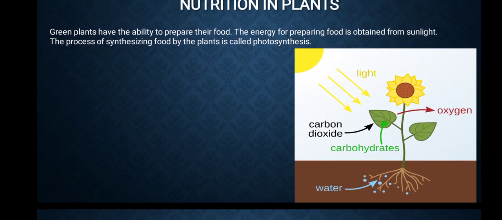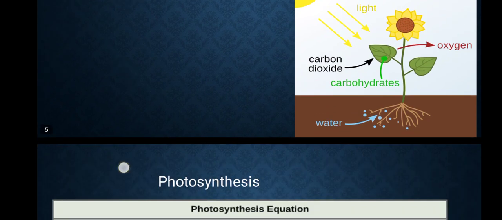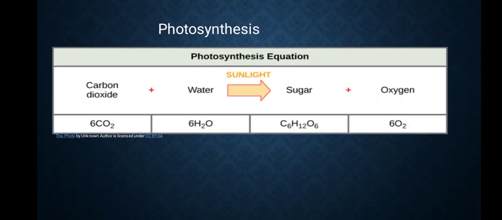Everyone look at this image. There is sunlight coming towards the leaf, and what happened here? Plants take carbon dioxide from the surrounding and release oxygen in the surrounding. Okay, taking carbon dioxide and releasing oxygen. Understood? Yes, ma'am.